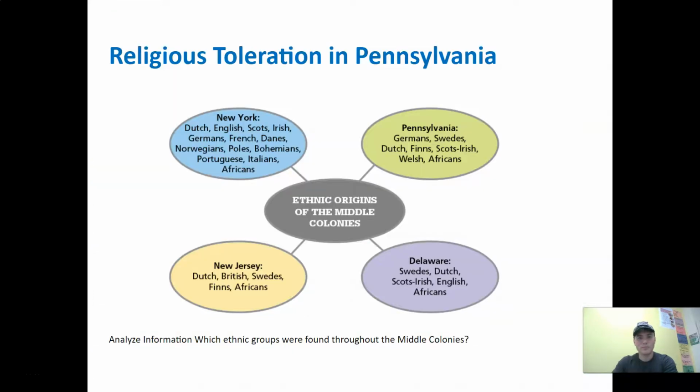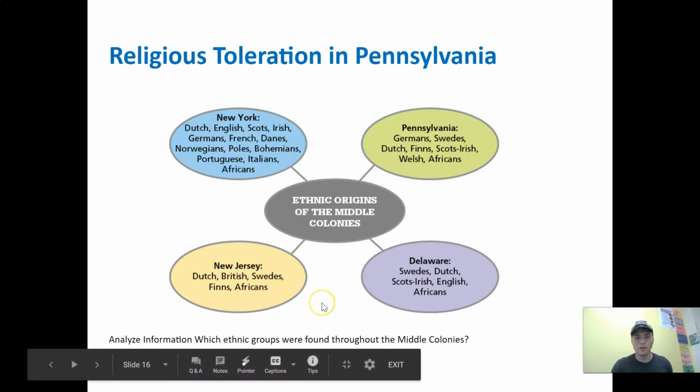All right. So just to wrap things up, guys, here's a little slide graphic image for you to show you the 4 different states that would have been part of the middle colonies: New York, Pennsylvania, New Jersey, and Delaware. The different types of people that would settle there. We do see here that there's a multitude of different races and cultures that come into both the colonies.